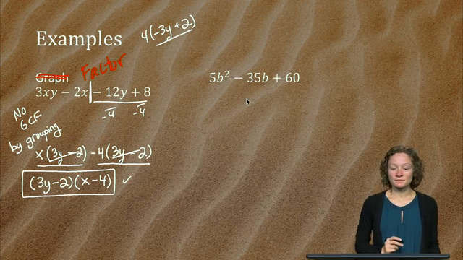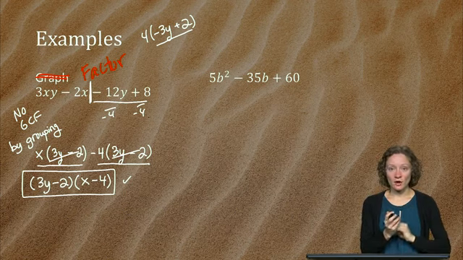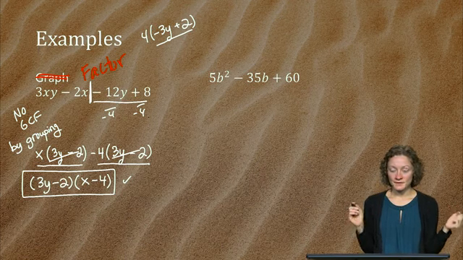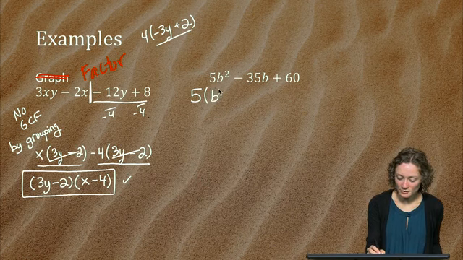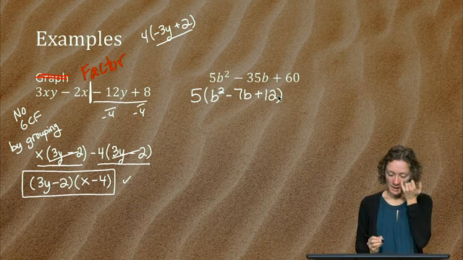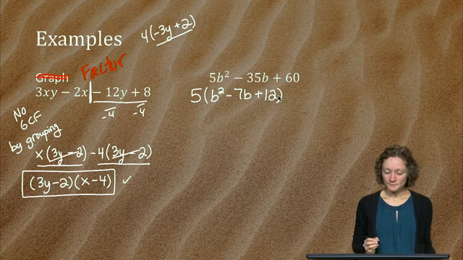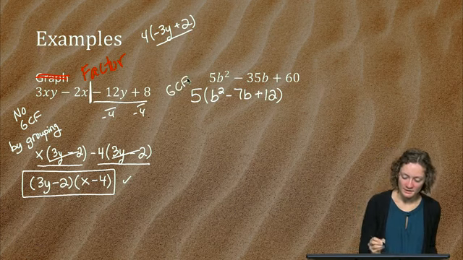Next problem. We have 5b squared minus 35b plus 60. Okay, first thing, we look for a greatest common factor. Is there something that all three of those terms have in common that we could divide out? In this case, they do, and it's a 5. If we take that out, then we're left with b squared minus 7b plus 12. That's the first step. This one does have a GCF.